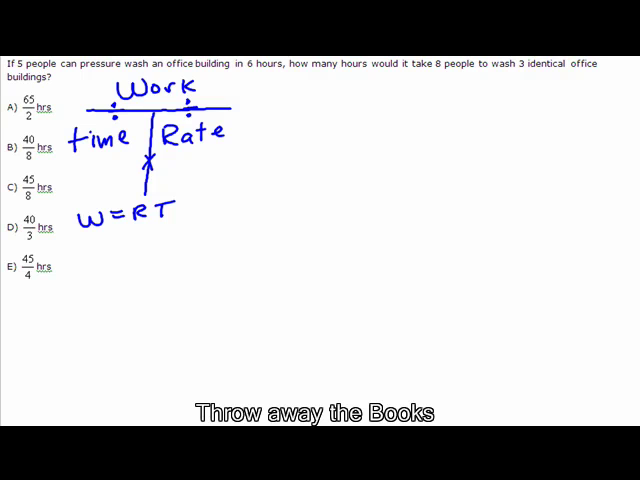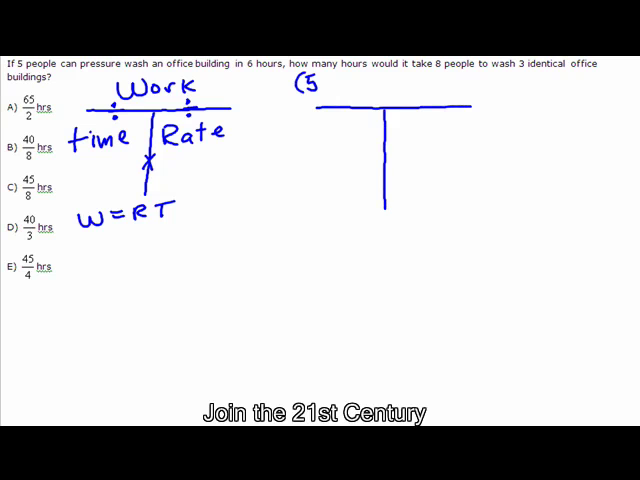First of all, we have 5 people and they can pressure wash an office building in 6 hours. What I like to do is remind myself this is the 5-person T. They do 1 office building, that's the work. They do it in 6 hours. And remember that rate is work divided by time, so the rate for 5 people to pressure wash an office building in 6 hours is 1/6.